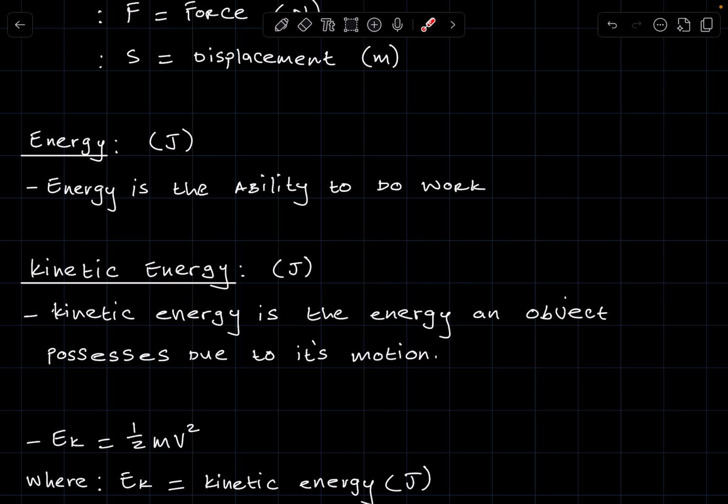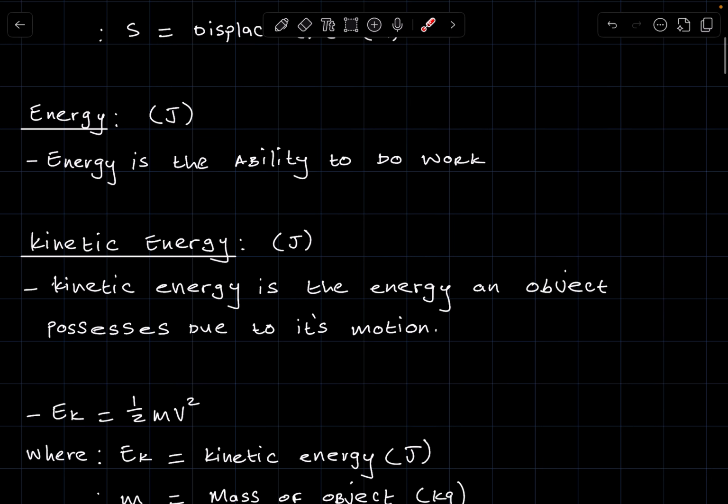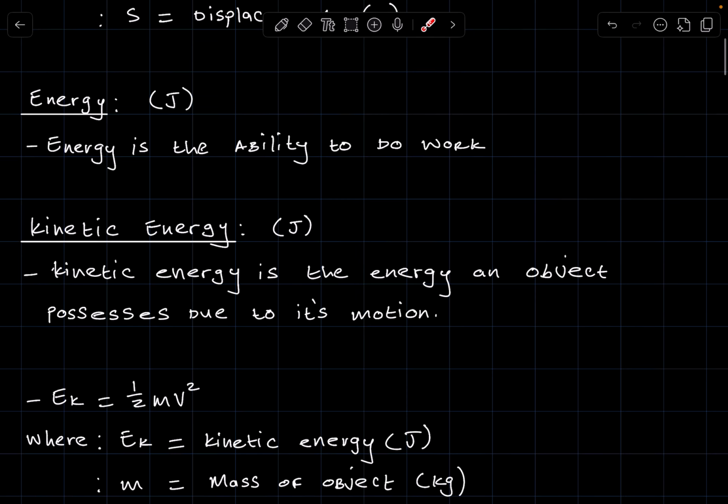Now we get different types of energies. Actually, work done can also be regarded as some form of energy. Now the typical types of energies that we get are kinetic energy as well as potential energy.